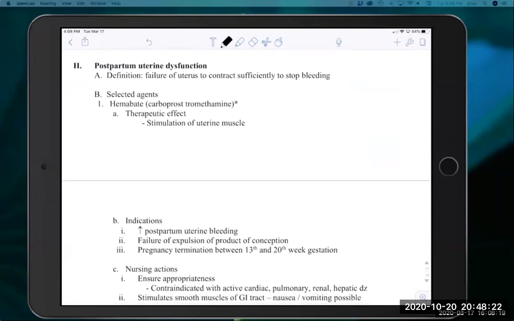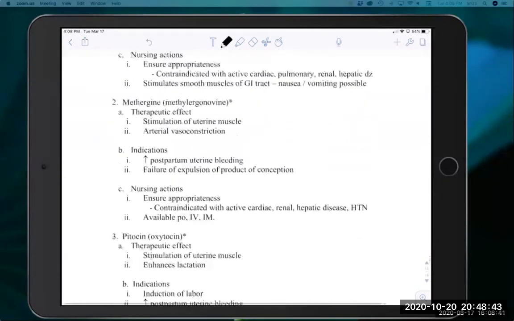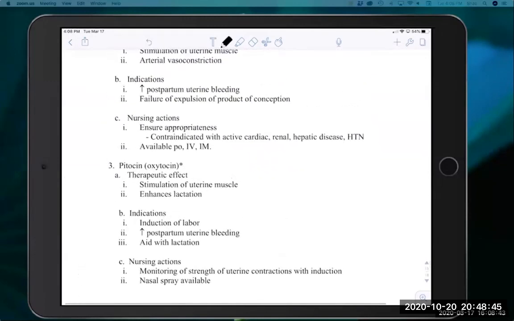Postpartum uterine dysfunction. This would be for the failure of the uterus to contract sufficiently to stop bleeding, right? So we have maybe a boggy uterus that's not contracting back to the way it should be. And because of that, the patient could hemorrhage. So there are some selected medications that we give for this. I'm just going to tell you right now, you can review these, but the one I want you to focus your attention on is oxytocin. That's typically what we actually give in L&D, more so than the other medications listed here.